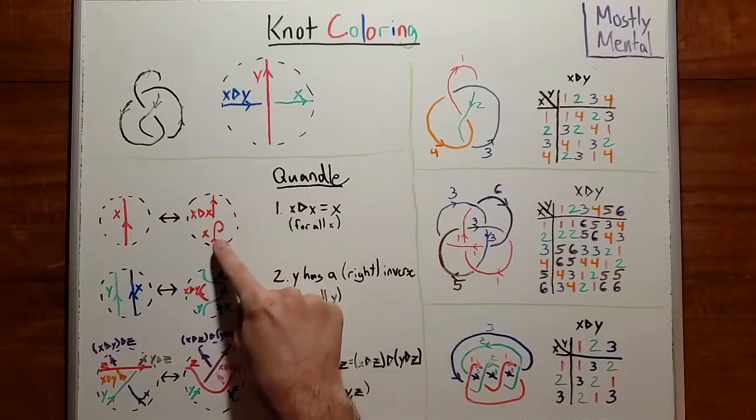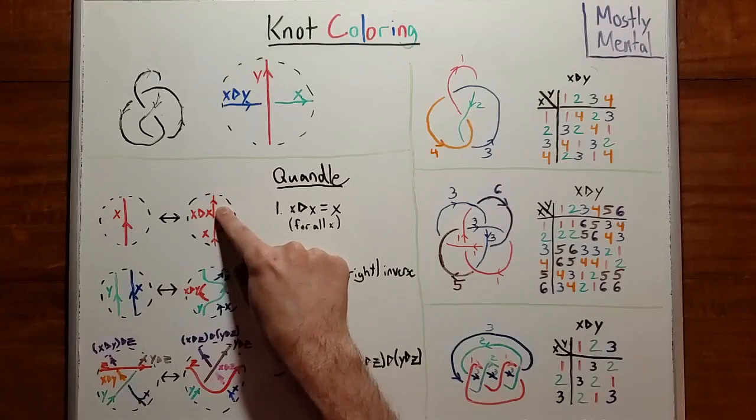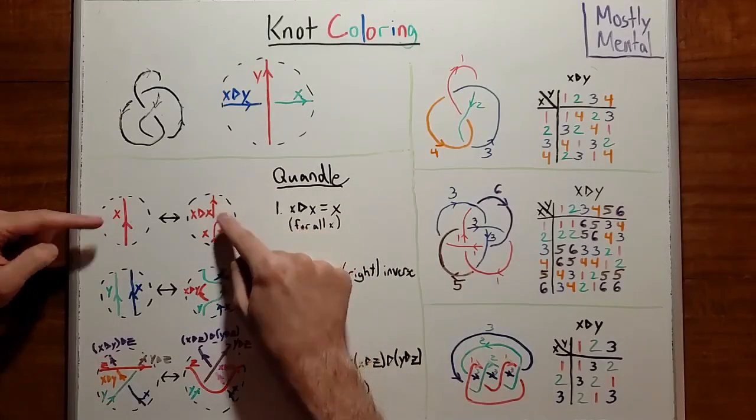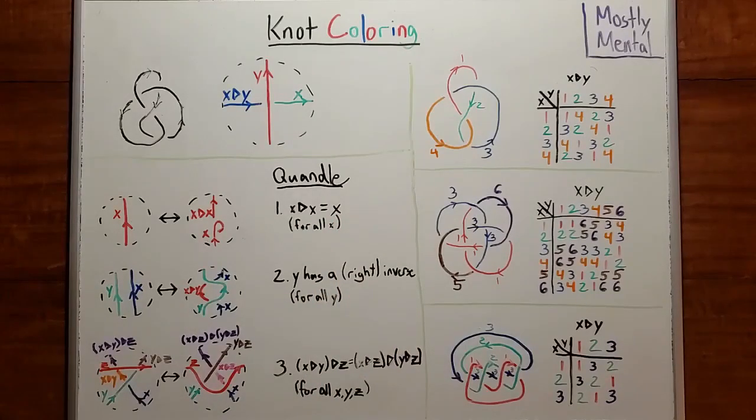For instance, at this loop here, we have X intersecting X, so this third strand must be X triangle X. And to be consistent with this unlooped strand here, these must be the same color. So X triangle X must be equal to X. And similarly, looking at the colors for these other two moves, we get these other two rules. Any operation that satisfies these three rules will give us an invariant number of colorings. And a collection of colors together with a valid triangle operation is known as a quandle.